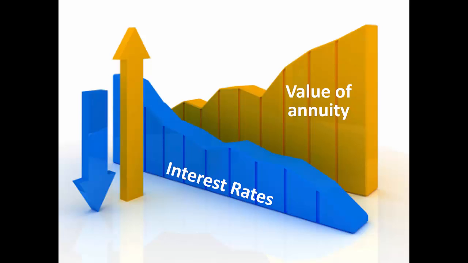As interest rates rise, the value of a fixed dollar annuity decreases. Consider the value of an annuity that paid $1,000 per year when interest rates were 1%. An investor would have to invest $100,000 to generate that same income stream at 1%. However, if interest rates were 10%, an investor would have to invest only $10,000 to generate that same income stream. Thus, the value of the income stream, that is the annuity, is higher when interest rates are low and lower when interest rates are high.